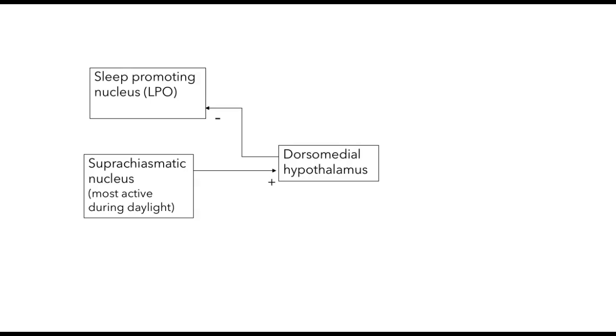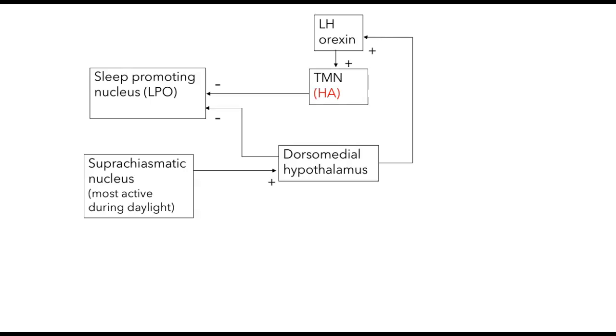You won't sleep. There's also a projection from the dorsal medial hypothalamus to the lateral hypothalamus where we find these orexin neurons, and those orexin neurons then can secrete orexin onto the tuberomammillary nucleus, which again releases the histamine. Now normally histamine inhibits the sleep-promoting nucleus. You can remember that because we've all had the experience of taking an antihistamine and then being knocked out. It puts us to sleep. So if an antihistamine is putting us to sleep, histamine normally would promote alertness by inhibiting sleep.